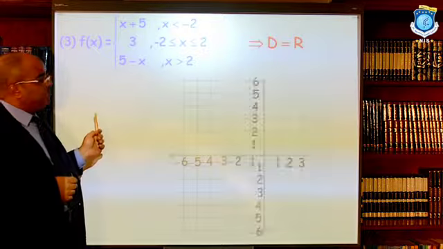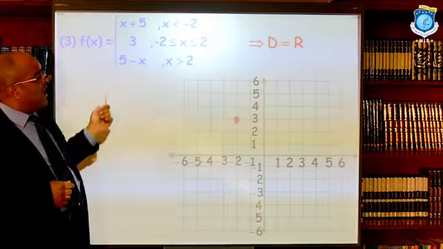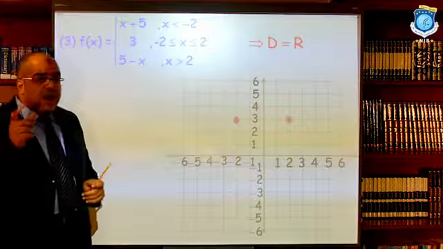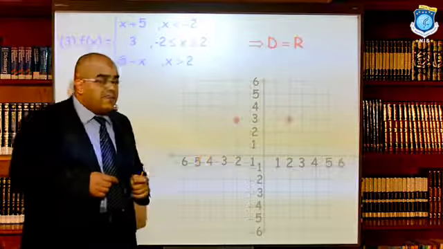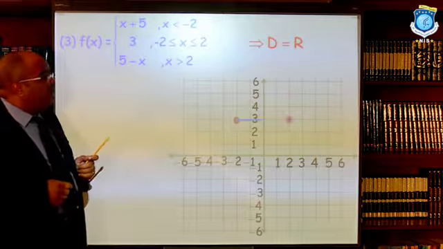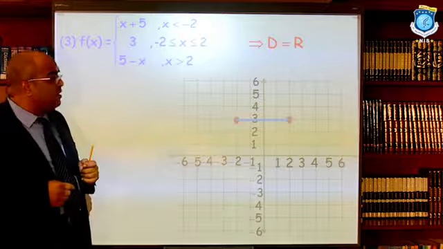Let's draw the constant part, which is 3, represented by a line segment parallel to the x-axis, starting from negative 2 and ending with 2. Here we have the first line segment.